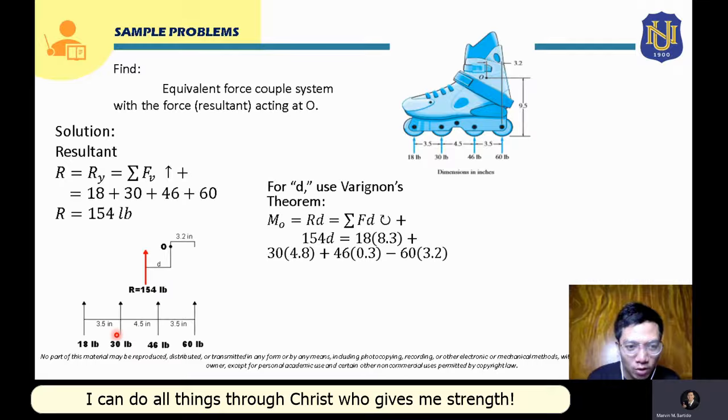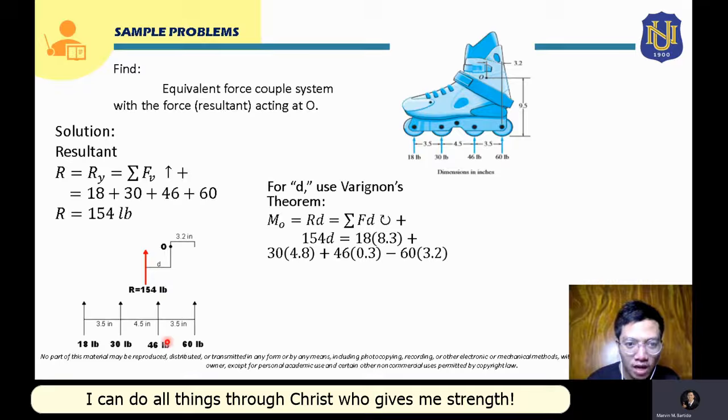Now, for the 30-pound force here, let's take its moment about point O. So we have to solve for the moment arm. Its moment arm will just be 4.5 plus 3.5 minus 3.2 so that we can get this distance. This will be the moment arm of 30 pound. Again, that is 4.5 plus 3.5 minus 3.2, so that will be 4.8. Its rotation about point O will also be clockwise. That's why it will be positive here.